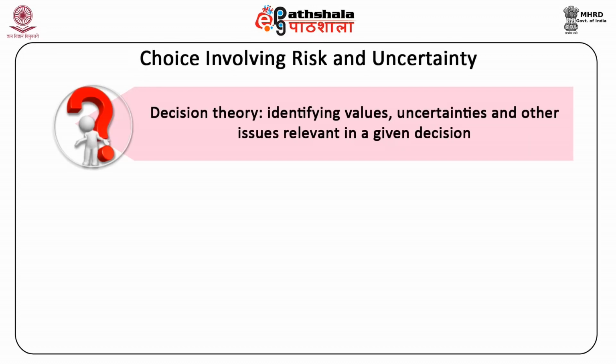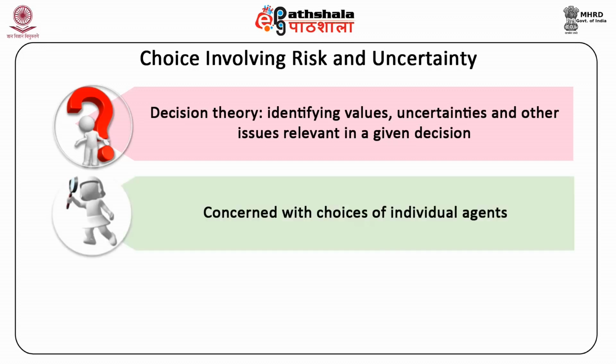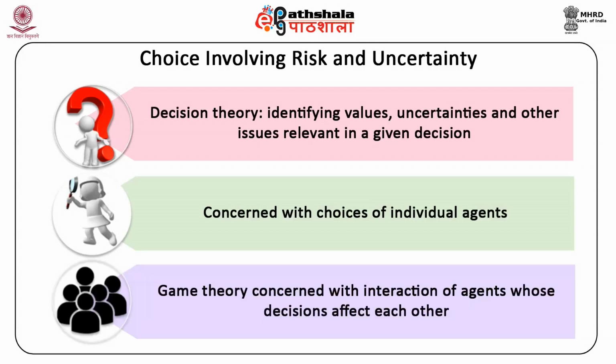Decision or choice theory in economics is concerned with identifying the values, uncertainties, and other issues relevant in a given decision, its rationality, and the resulting optimal decision. It is closely related to the field of game theory. Decision theory is concerned with the choices of individual agents, whereas game theory is concerned with the interactions of agents whose decisions affect each other. This area represents the heart of decision theory.